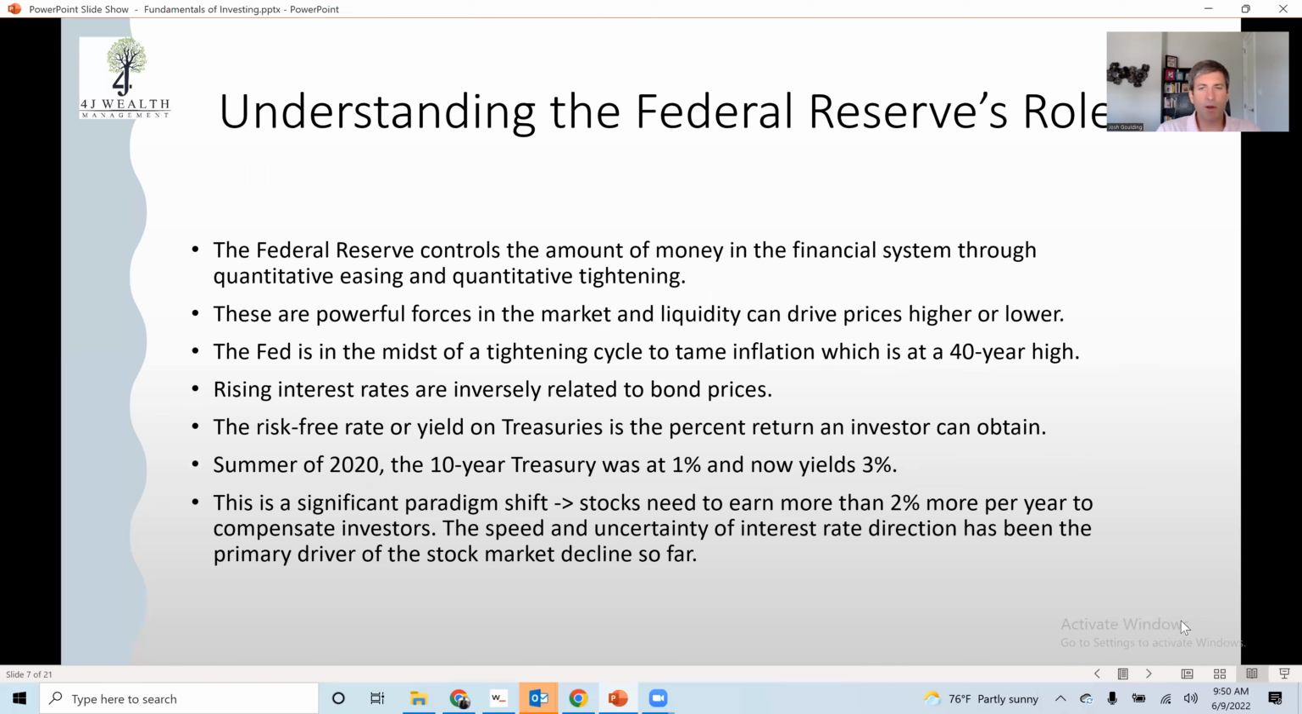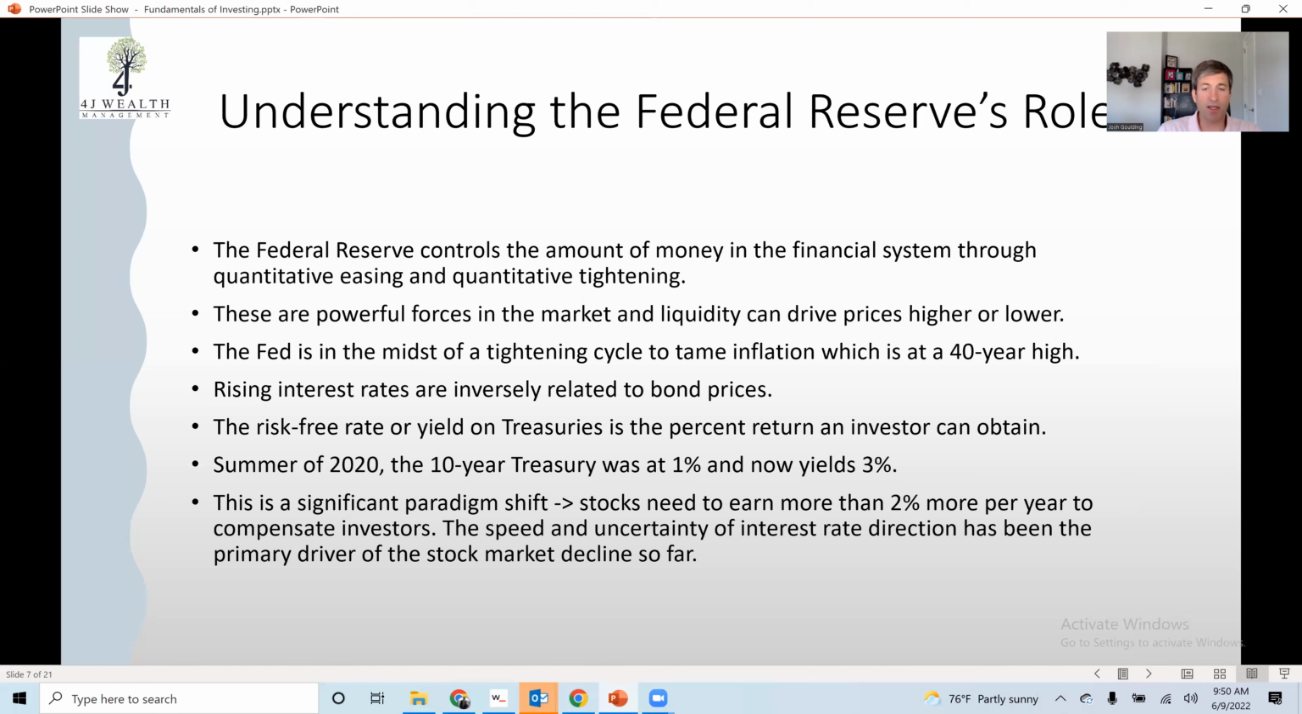And we also need to talk about understanding the Federal Reserve's role, especially when we're talking about interest rates. And especially right now, given the Federal Reserve is on a quantitative tightening cycle. So the Federal Reserve controls the amount of money in the financial system through quantitative easing and quantitative tightening. And these are very powerful forces in the market. And they provide liquidity, sometimes in a big way, that can drive prices higher, or with the withdrawal of liquidity like we're seeing now, it can drive prices lower.